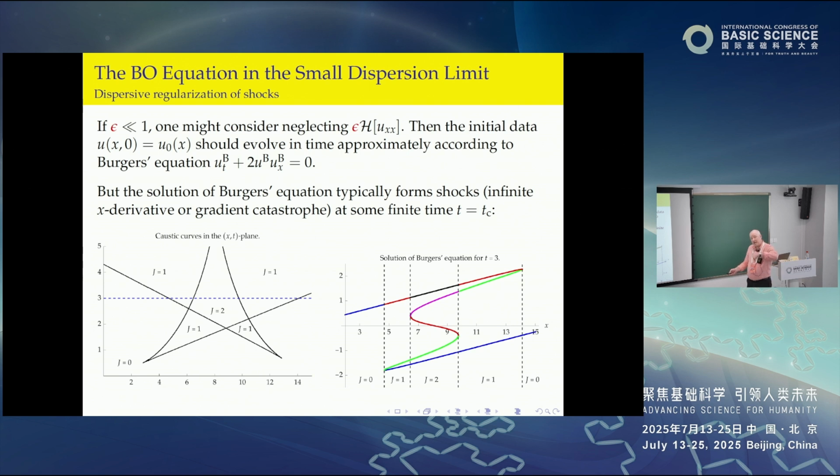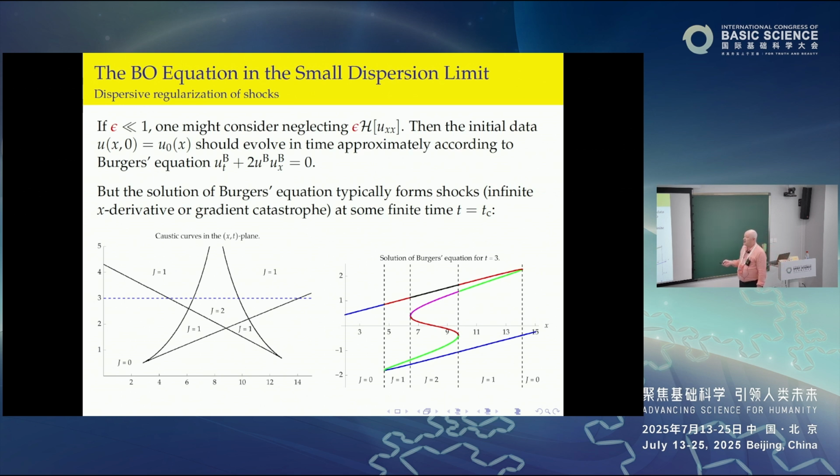So you'd have a vertical tangent on the graph of the solution profile. And what that means is that, from this point further on, you have to decide what this equation would mean, right? And if you look at the textbooks, they tell you you should introduce weak solutions, you should let shock waves propagate, and so on, okay?